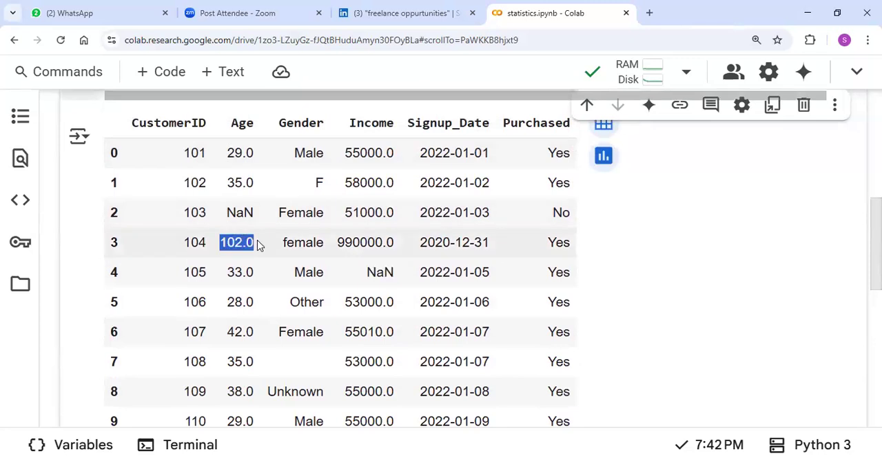Do you observe the age? It shows values like 1 or 2, and it seems like a little bit higher value. It is likely unrealistic for customer data.